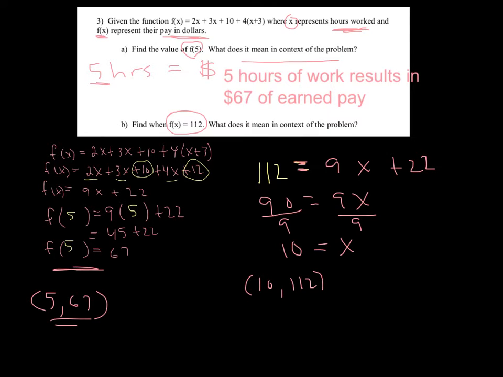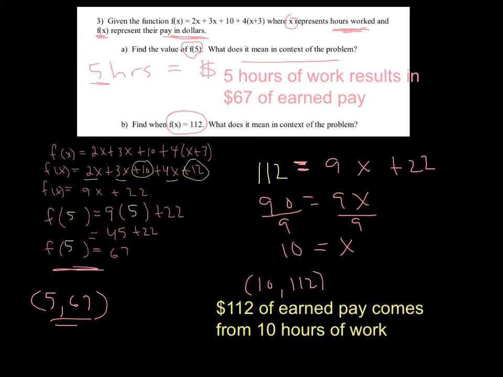Now for the interpretation, see if you could do it on your own. It doesn't matter the order. You could have said 10 hours of work yields you $112 of earned pay. But I say the 112 first because that's what I knew first. $112 of earned pay comes from 10 hours of work.